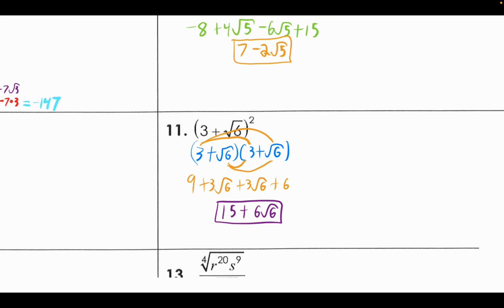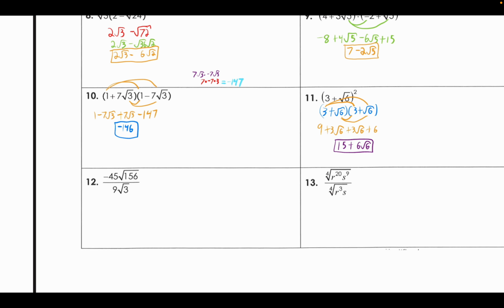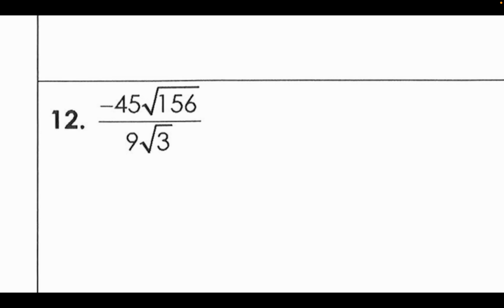Moving on to number 12. We got some division. You want to divide the outsides, divide the insides, and then look to simplify. So, negative 45 and 9. I think I said negative 49, but I meant negative 45 and 9, if I didn't say that. So negative 45 and 9 simplify to negative 5, and the square root of 156 and square root of 3.